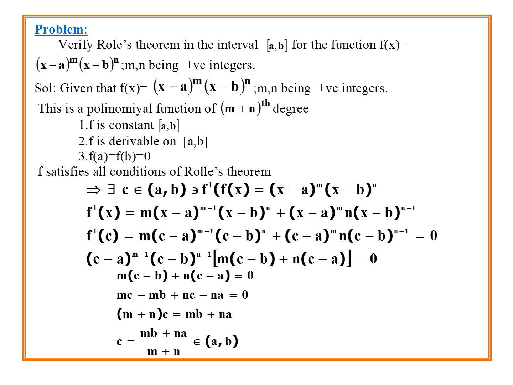This implies m into (c minus b) plus n into (c minus a) is equal to 0, because (c minus a) to the power of m minus 1, (c minus b) to the power of n minus 1, taking to the RHS, becomes 0. Now multiply: m into (c minus b) plus n into (c minus a) is equal to 0. Then we get mc minus mb plus nc minus na is equal to 0.